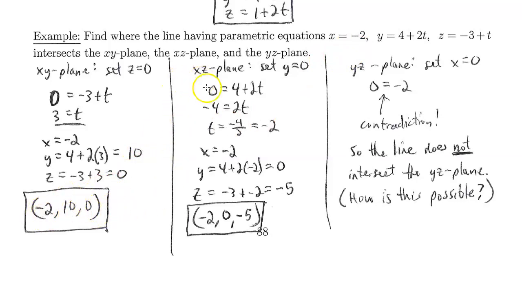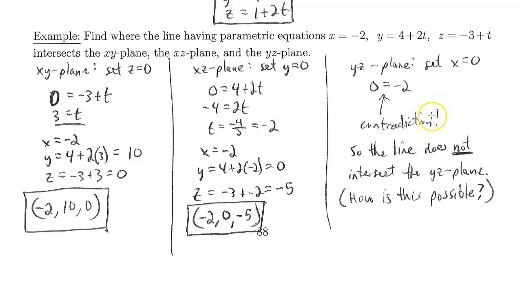Now, where does it cross the xz plane? You set y equal to 0. You end up getting t equals -2. If you do that, plug it in, you get this point. The more interesting case, though, is the yz plane. So that's when x is 0, is when you're in the yz plane. But notice that x is never 0. Okay, if you set 0 equal to x, there's no value of t that's going to make -2 equal to 0. So what does that mean? Well, that means that the line doesn't actually intersect the yz plane.